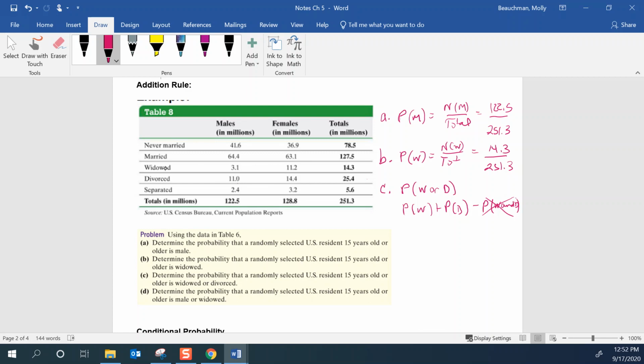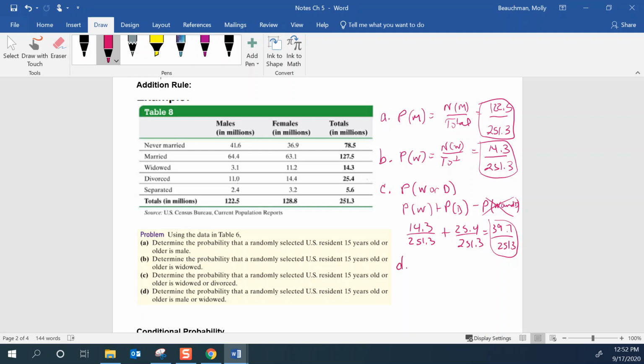So the probability of widowed would be the number of widowed, 14.3, over the total, 251.3, plus the probability of divorced, which is the number divorced, 25.4, divided by 251.3. Add these together: 25.4 plus 14.3 is 39.7, divided by 251.3. And again, you'll want to put these in decimal form. I'm just setting them up. All right, part D.